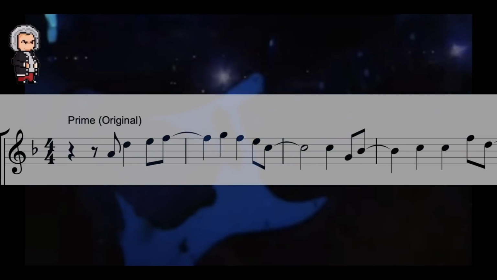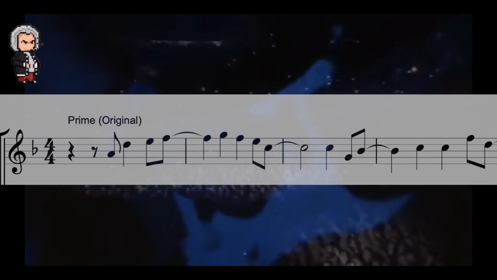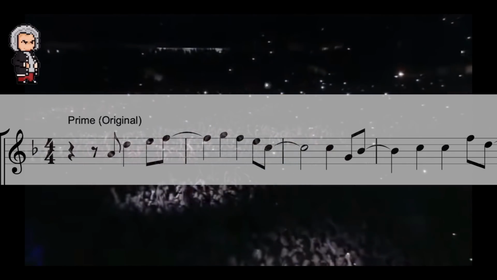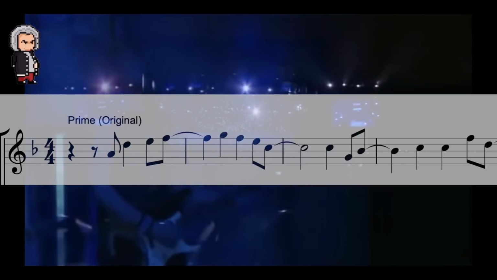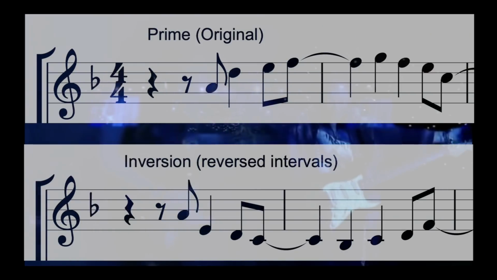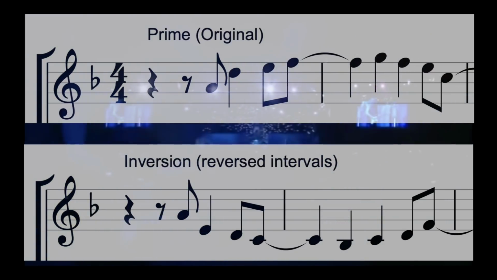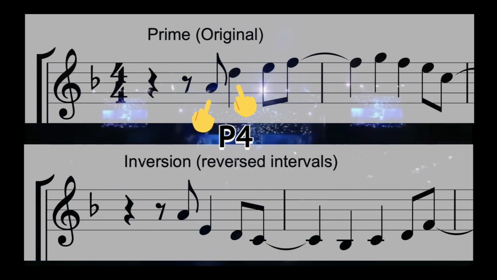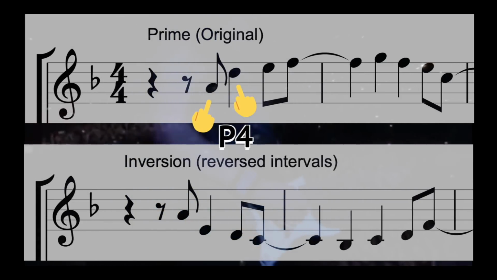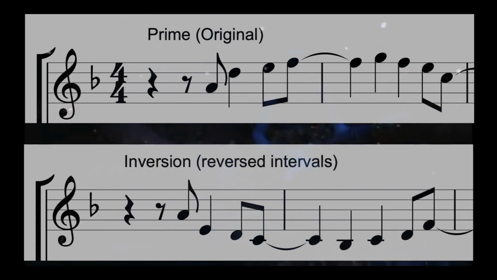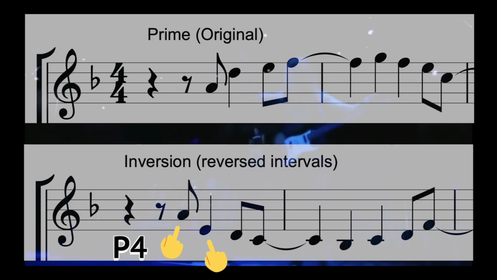The original melody is what Bach would call the prime. Now, using math, we can reverse the direction of each interval using inversion. Basically, all you do is move the melody in the opposite direction as the prime. For example, the first interval in the prime is from A to D, or up a perfect fourth. Instead of going up a perfect fourth, the inversion goes down a perfect fourth from A down to E.